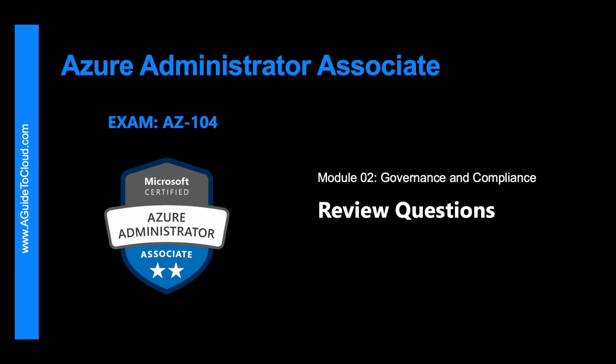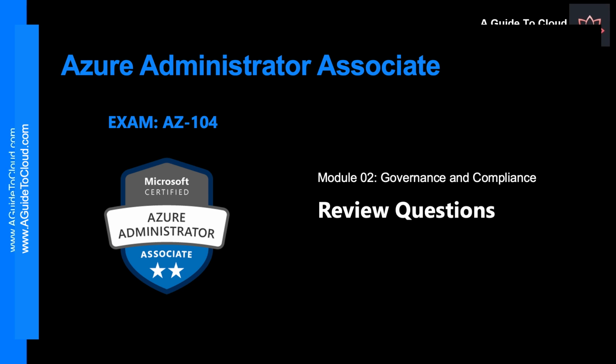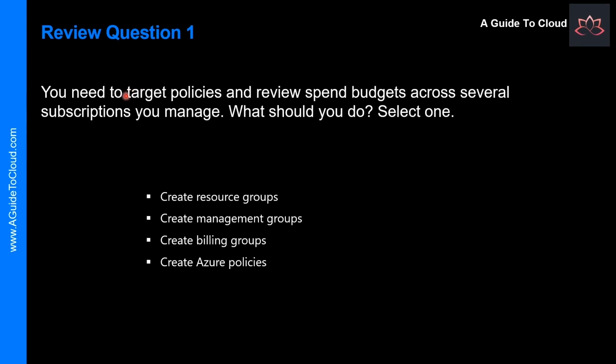In this section, we are going to go through questions from Module 2, which is around governance and compliance. Let's look at the first question. You need to target policies and review spend budgets across several subscriptions you manage. What should you do? And you can only select one answer from below. So the key words here are you need to target policies and you need to review spend budgets. So what can you do?